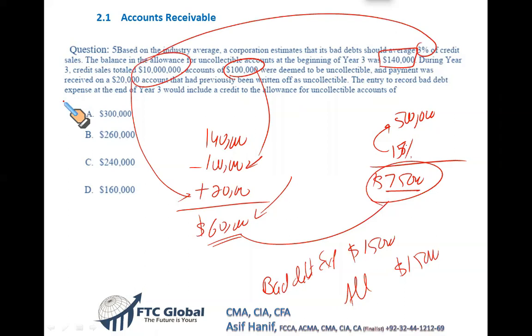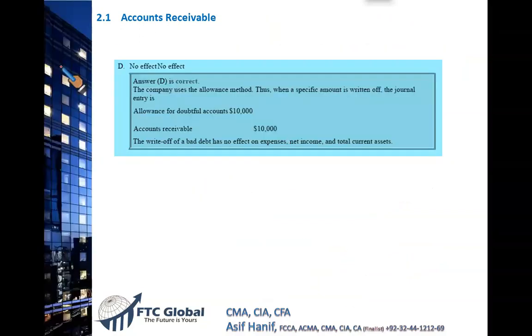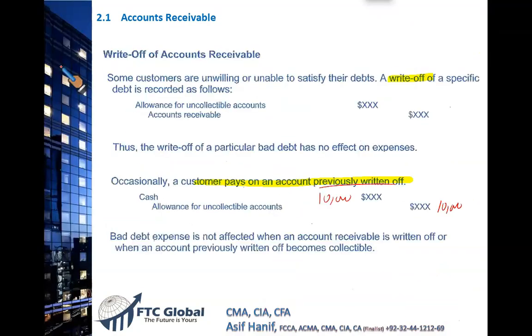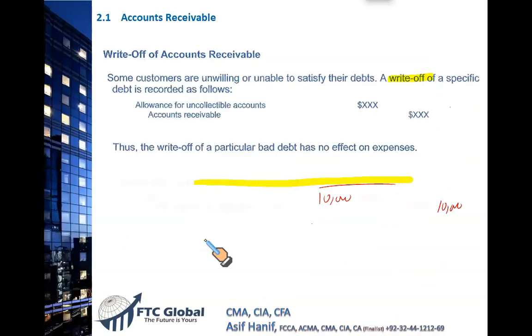Imran, the question will explicitly, in unambiguous terms, tell you which method you have to use. Like in this question, it clearly said 3% of the sales. That means it's an income statement approach, right? And in the previous example, it would give you clearly what you were supposed to do. Under each method, percentage of sales and percentage of account receivables, the question will explicitly tell you what you're supposed to do.